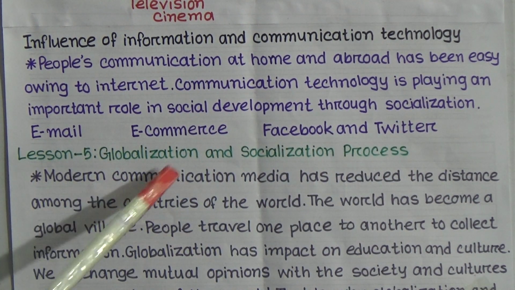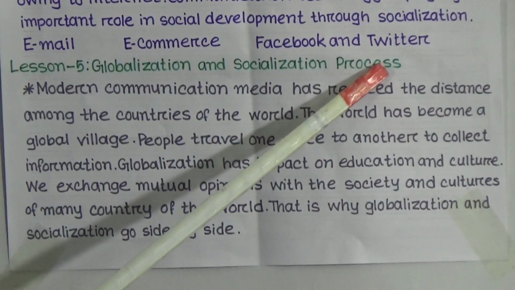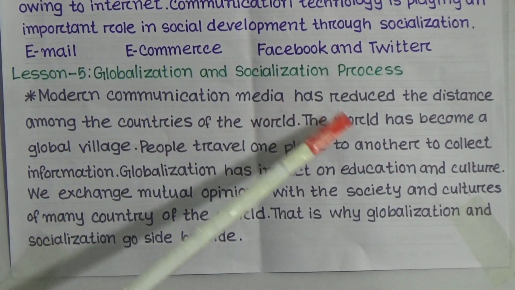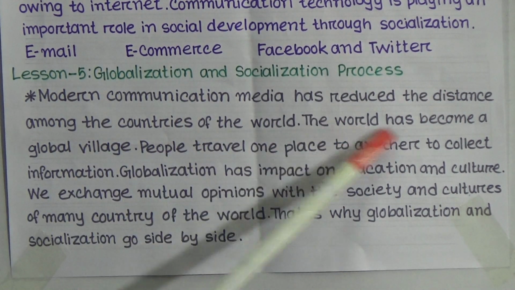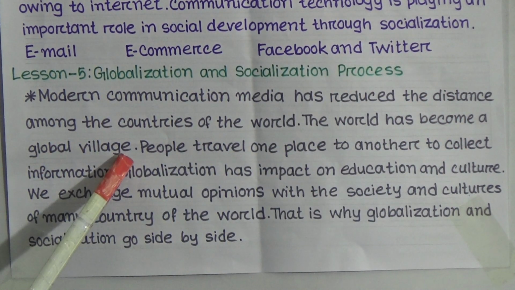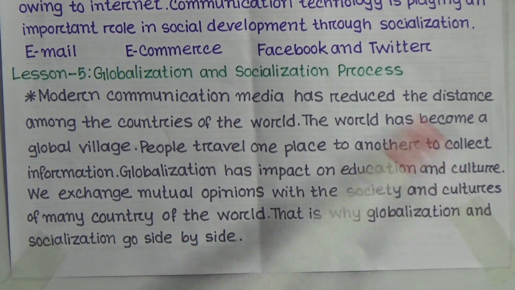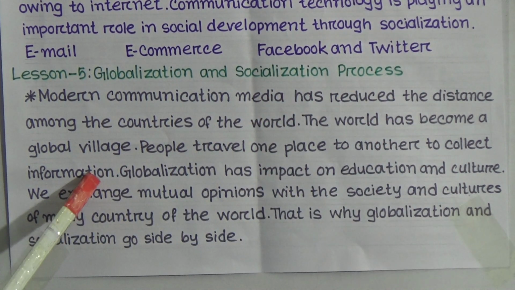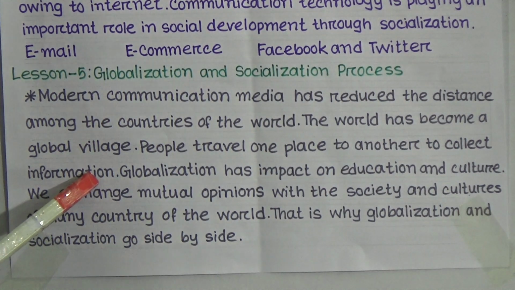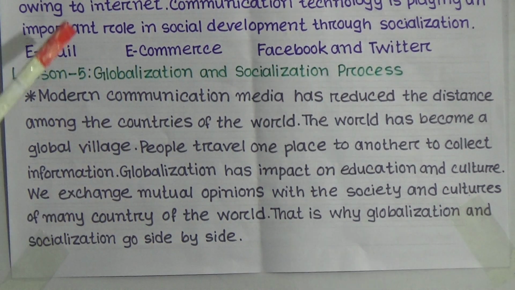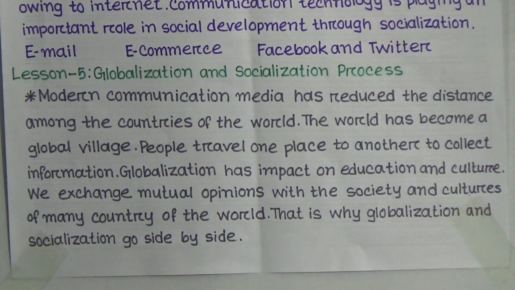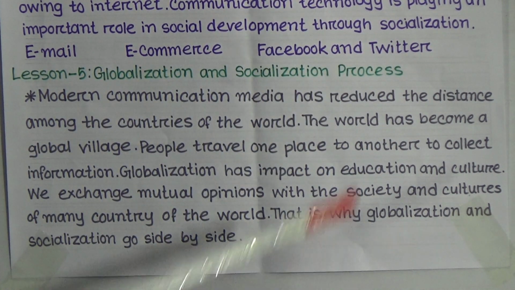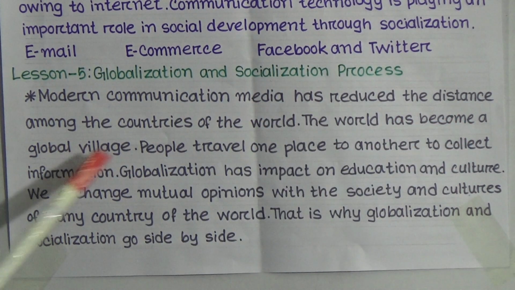Now lesson 5, globalization and socialization process. Modern communication media has reduced the distance among the countries of the world. The world has become a global village. People travel from one place to another to collect information. So by using modern communication media, that means email, e-commerce, Facebook and Twitter, our world is getting smaller. And we are saying that the world has become a global village.